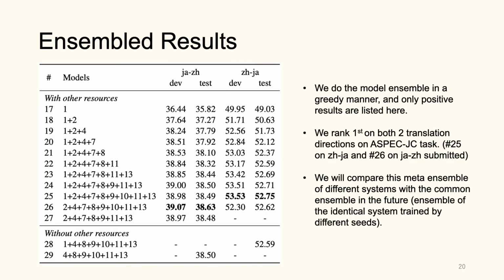Here are the results of the ensembled models. We do the model ensemble in a greedy manner, and only positive results are listed here. We rank first on both translation directions on the ASPEC-JC task, and numbers 25 and 26 are the systems that we submitted for the official evaluation. We will compare this meta-ensemble of different systems with the common ensemble in the future.